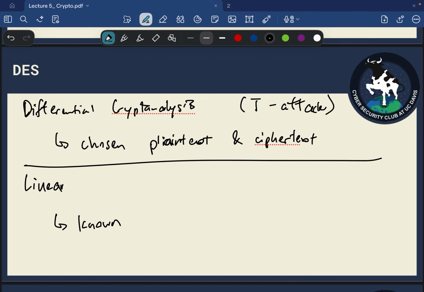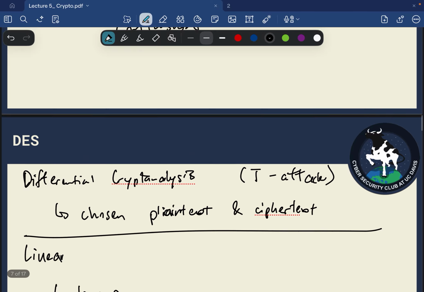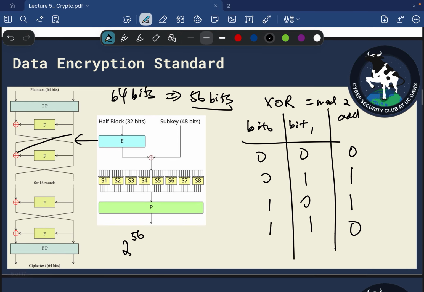Yes? Can you briefly go over S boxes one more time? Yeah. So S boxes are literally a substitution box. There is literally a lookup table. You can think of it as a lookup table. So for every 3 bits, there will be a corresponding 3 bits that you just literally replace it with.